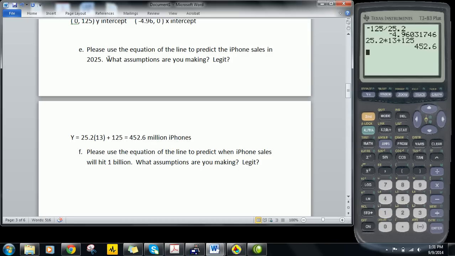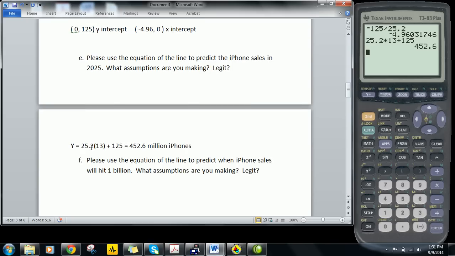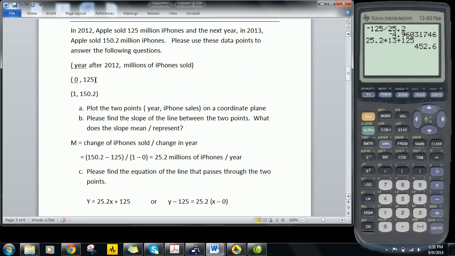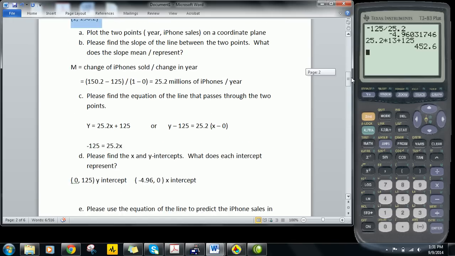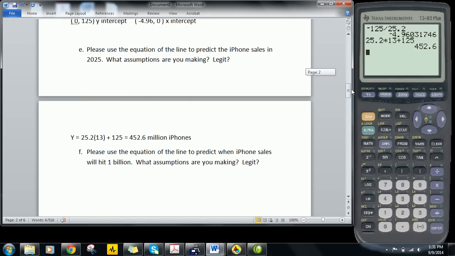Now, I'm making a huge assumption here, right? I'm making the assumption that the rate at which iPhones will continue to grow will be the same. In that case, 25.2 million iPhones per year will continue to increase at that rate, which is a huge assumption, just based on my initial 2 points of the year 2012, 2013. So is that legit? I don't know. I wouldn't bet my job on it for sure. But as long as I understand the assumptions I'm making, that's fine.